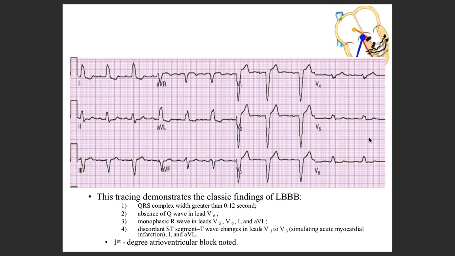If you look in V1, if you zoom in, if at any moment you notice even a slightly tiny bit of positive deflection, never hesitate to say it is an R wave. Always say it as an R wave. This is not a Q wave. So there is a very tiny R wave in V1. So there is no Q wave.